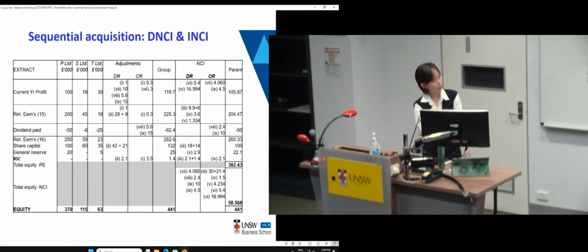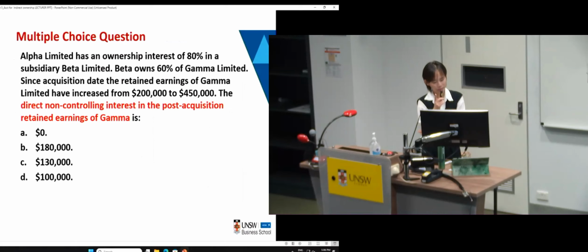Good news, I won't ask you to prepare a worksheet. So exam questions are all in the form of MCQ. So no worksheet preparation is required. Now, our focus is on how to prepare the worksheet entries. So this can be generated automatically by the spreadsheet. All right, exercise. Okay, so I'll give you a couple of minutes to work on that. So I will ask you to answer this question.